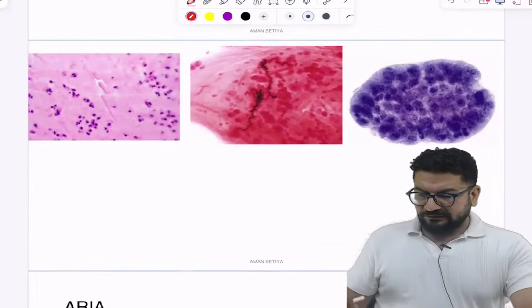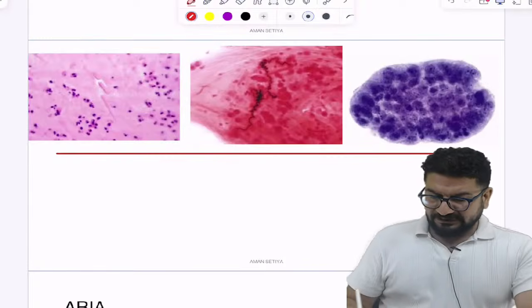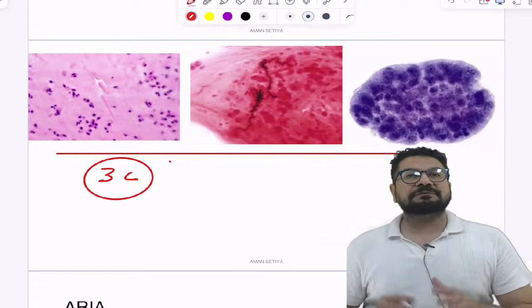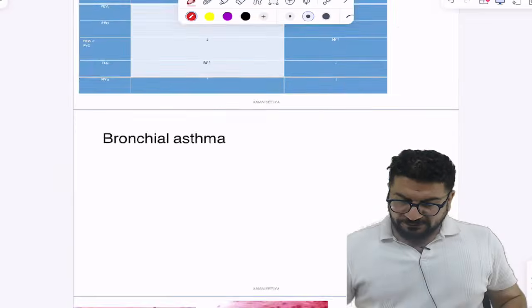These are 3 C's. We call them 3 C's means Curschmann spirals, Charcot-Leyden crystals, Creola bodies. We call them 3 C's of asthma.